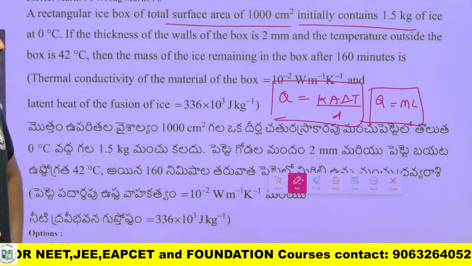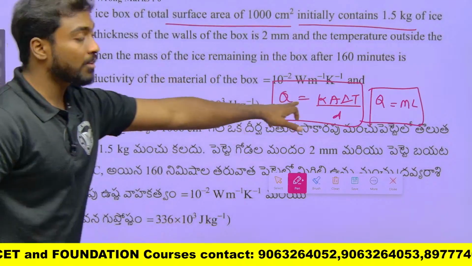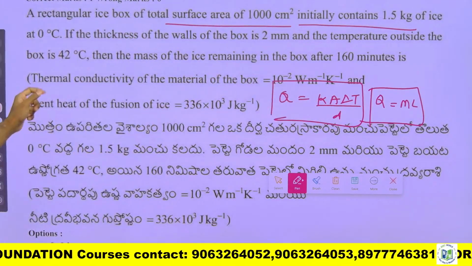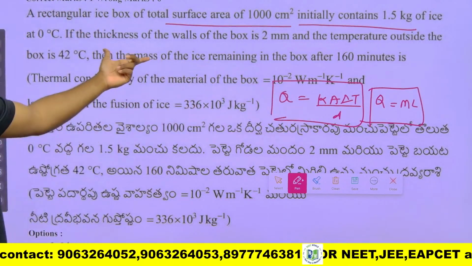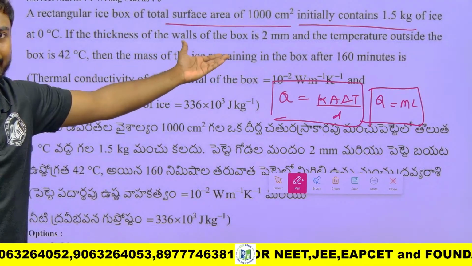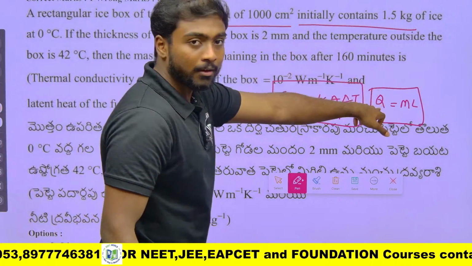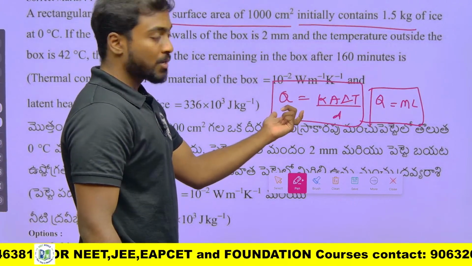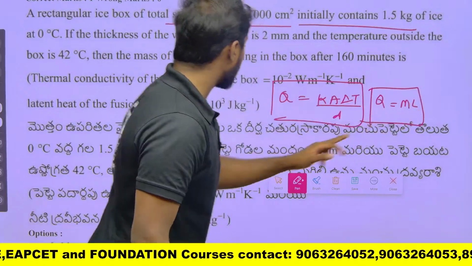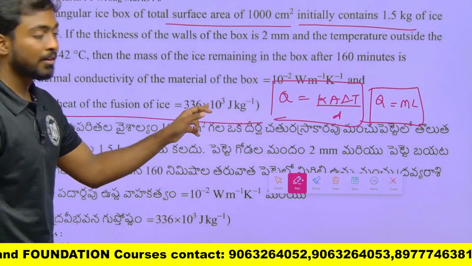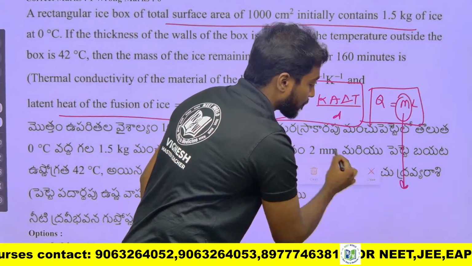So what they are saying is, first I need to find Q from this equation. What is K? Thermal conductivity is given, area is given, and change in temperature. What is the change in temperature? 0 degree and 42 degree. And d, the thickness, is given directly. Now I will find Q from this equation and take this Q to the second equation. Q I know, L also I know, latent heat of fusion is 336 into 10 power 3. From this I will get the mass, guys.